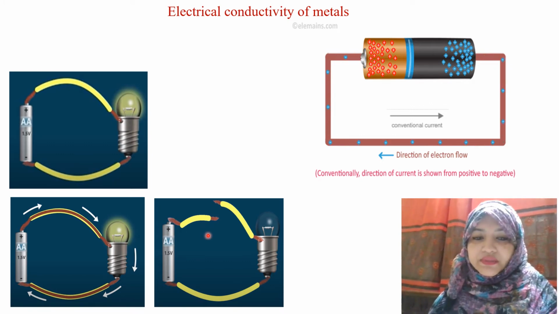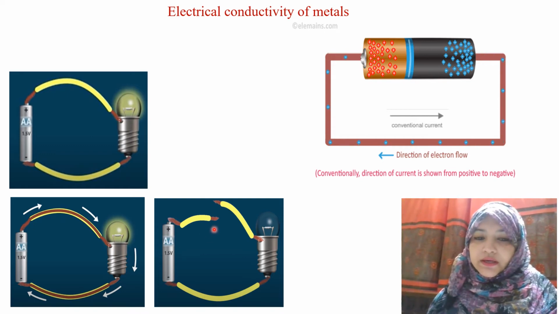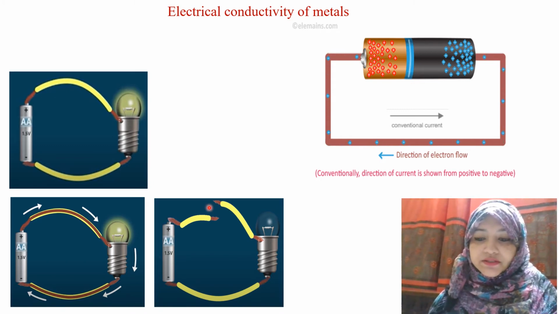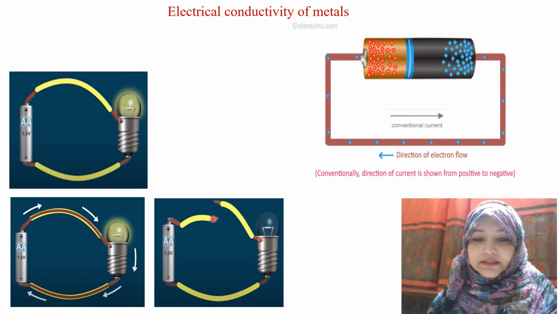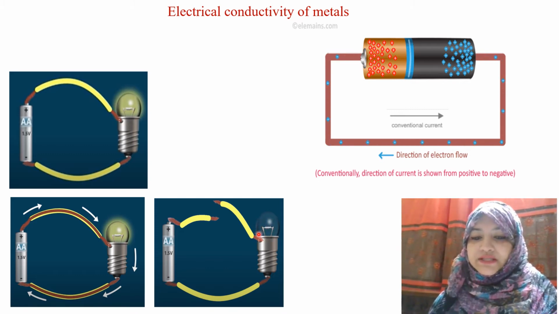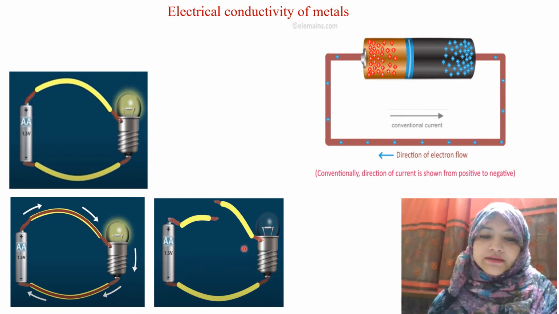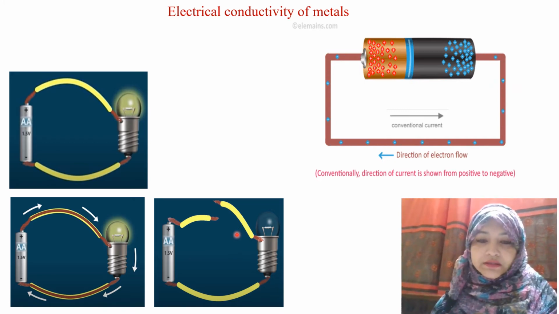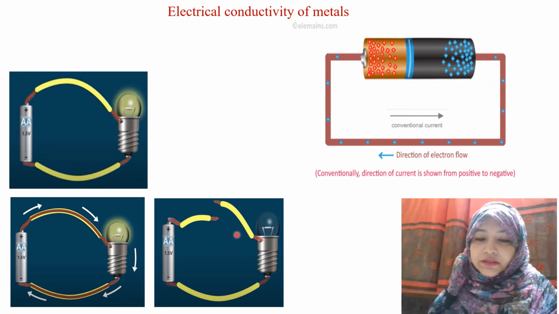But one thing is present: air. From this we can say air is an insulator, because this bulb doesn't light. This bulb doesn't glow.